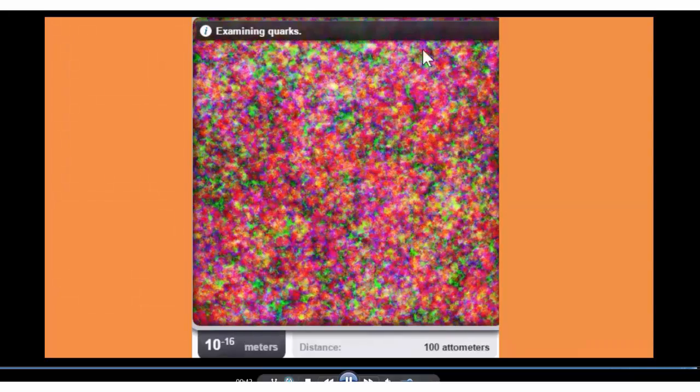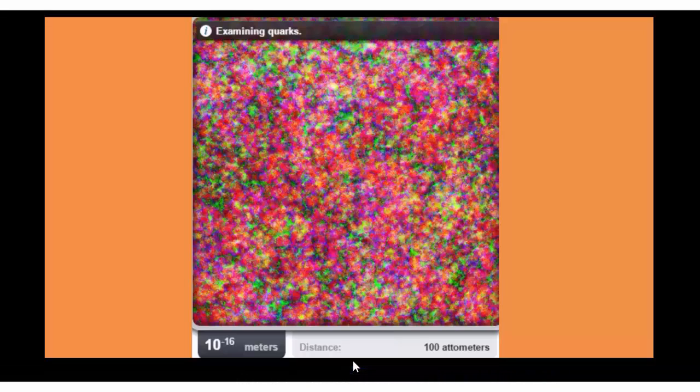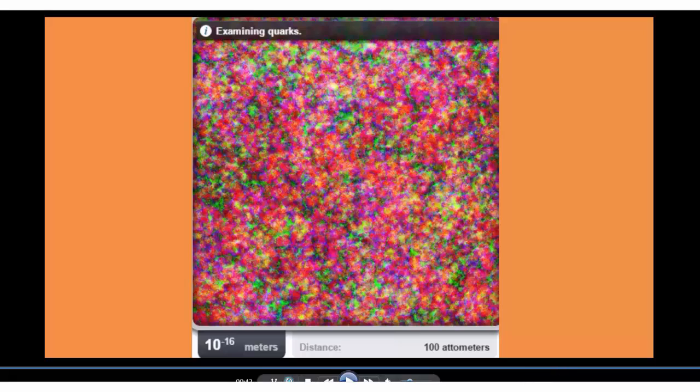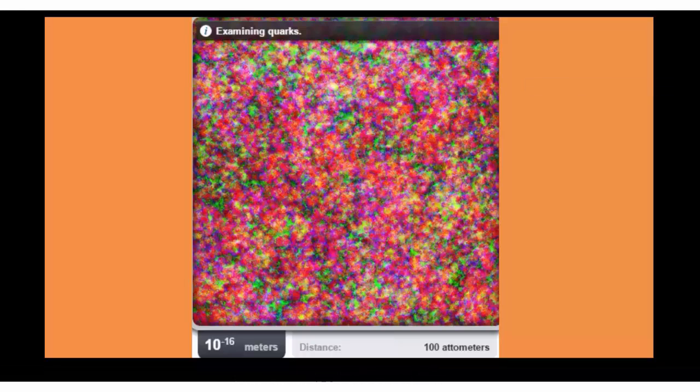So right now we are at the border of human knowledge. We are at 10 to the negative 16 meters. And this is all theoretical. We think we're looking at quarks here. But the point is there's a big difference between 10 to the positive 23 and 10 to the negative 16. So just keep that in mind when you're writing your numbers in scientific notation.